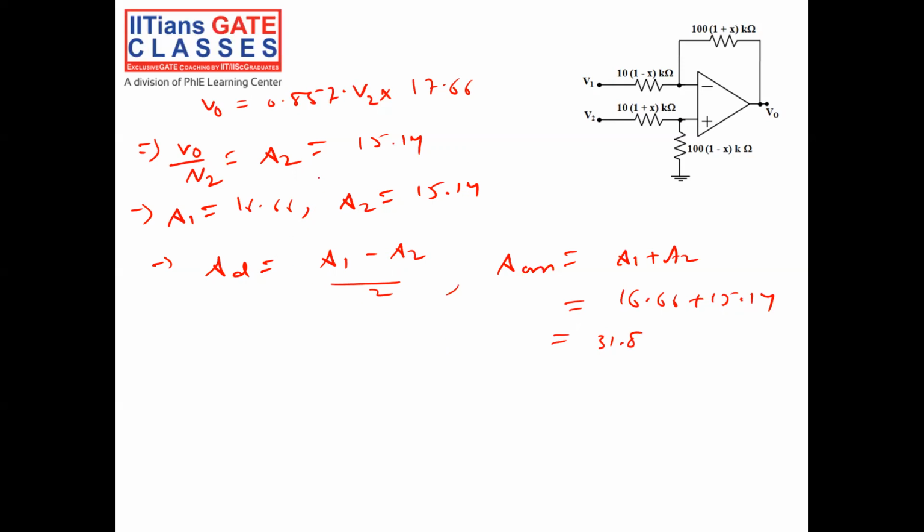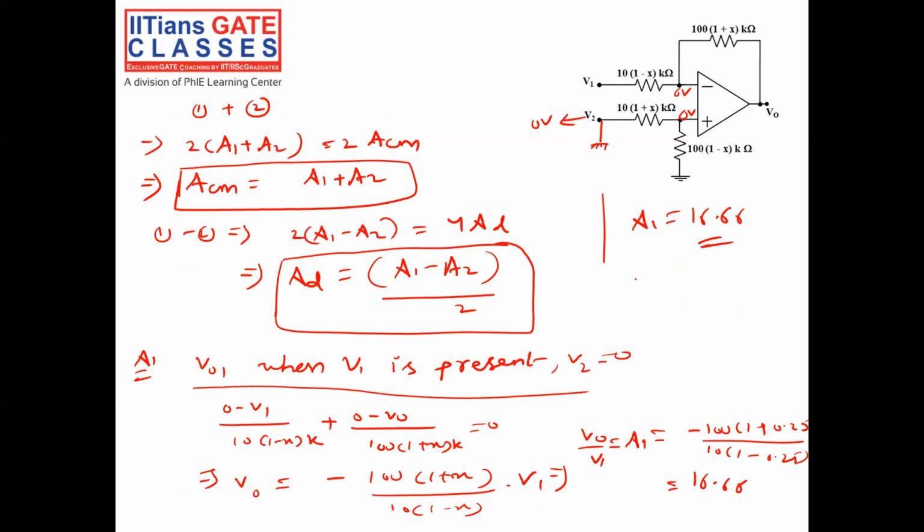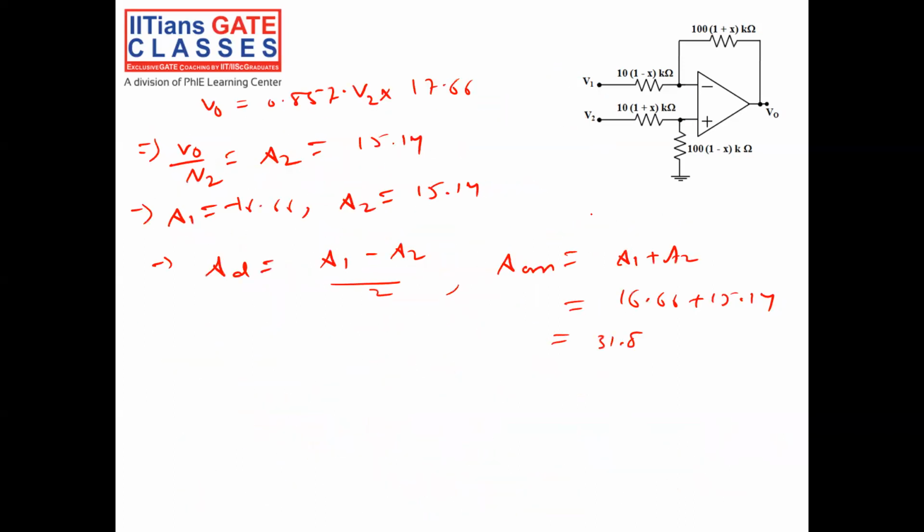So A1 is negative, right? The gain is negative here. So I'll put minus this plus this. So it will be minus 16.66 plus 15.14, equal to 1.552.